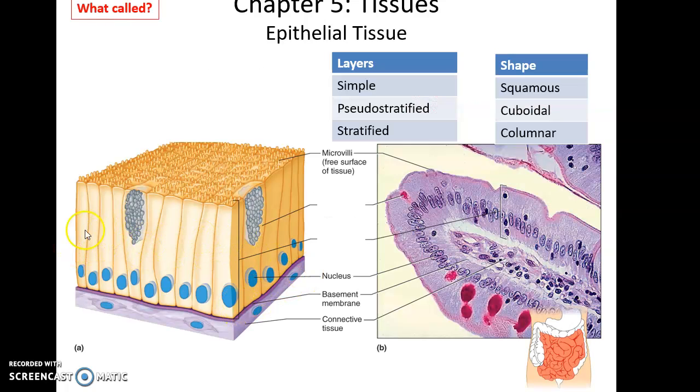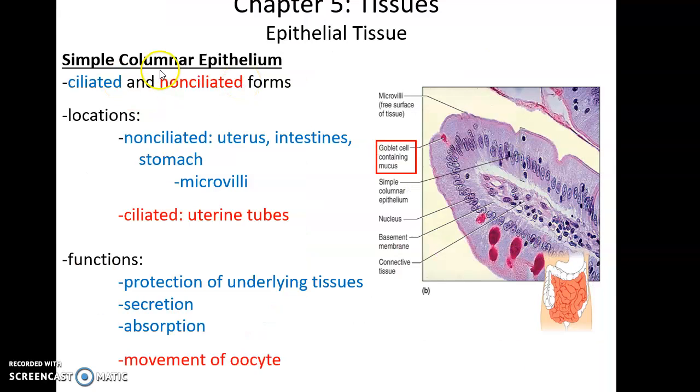Here is another tissue type. Let's see in this slide here. It is called, take one from layer, take one from shape, simple columnar epithelium, simple columnar. These cells are definitely longer than they are wide, and there's only one layer of these cells. Simple columnar can be ciliated or non-ciliated.